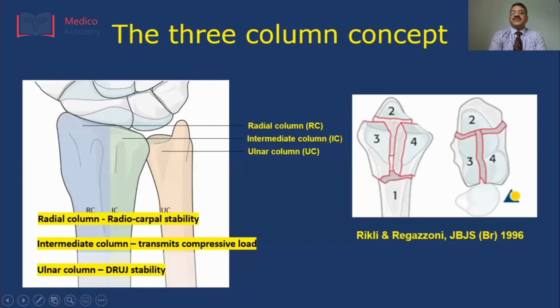The 3-column concept is very important to appreciate when you're dealing with distal radius fractures. This was given by Rikli and Regazzoni in 1996. Basically, it talks about 3 columns of the distal radius, each with a different role. The radial column gives stability because of attachment of the various ligaments and resists translation forces. The intermediate column comprises the lunate fossa of the distal radius and transmits most of the compressive load. And the ulnar column comprises the TFCC and is responsible for DRUJ stability along with the ligaments.